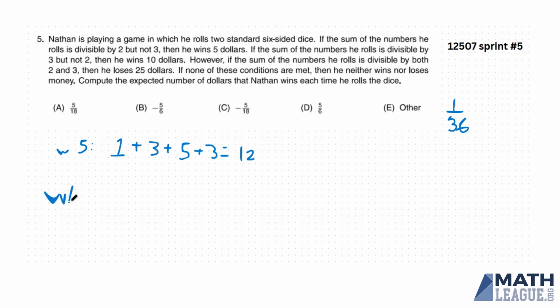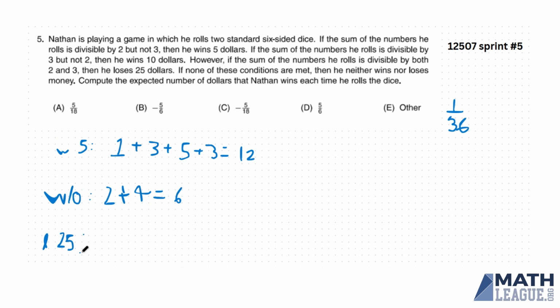He wins $10 if he rolls a 3 or a 9. There are 2 ways to roll a sum of 3, 1 and 2 and 2 and 1. And there are 4 ways to roll a sum of 9: 3 and 6, 4 and 5, 5 and 4, and 6 and 3. For a total of 2 plus 4, or 6 ways for him to win $10. And he loses $25 if he rolls a 6 or a 12.